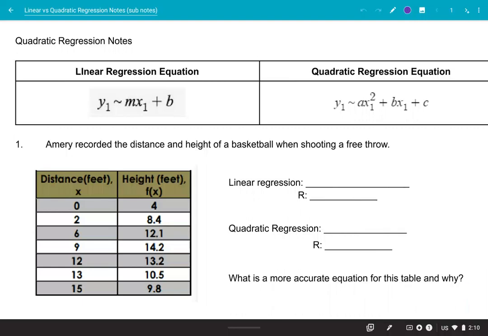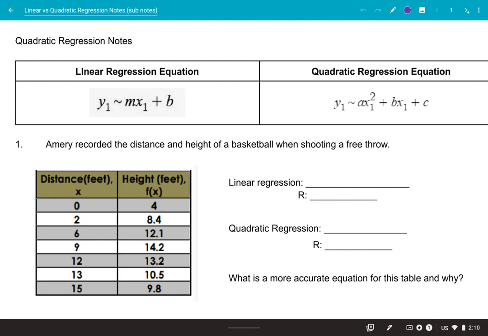Hi, today we're going to be going over the quadratic regression notes. So if you remember back to IM1, you went over linear and exponential regression. So today we're going to go over linear regression and quadratic regression. You are going to need this for next week for the second half of our selfie project.